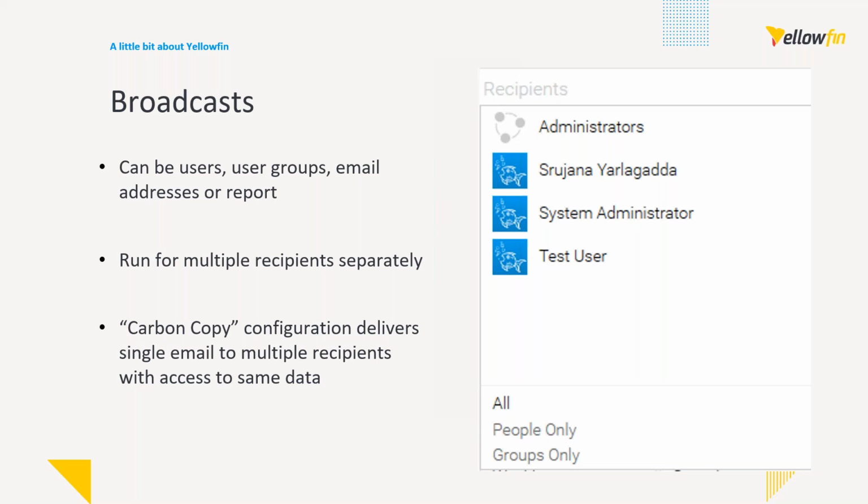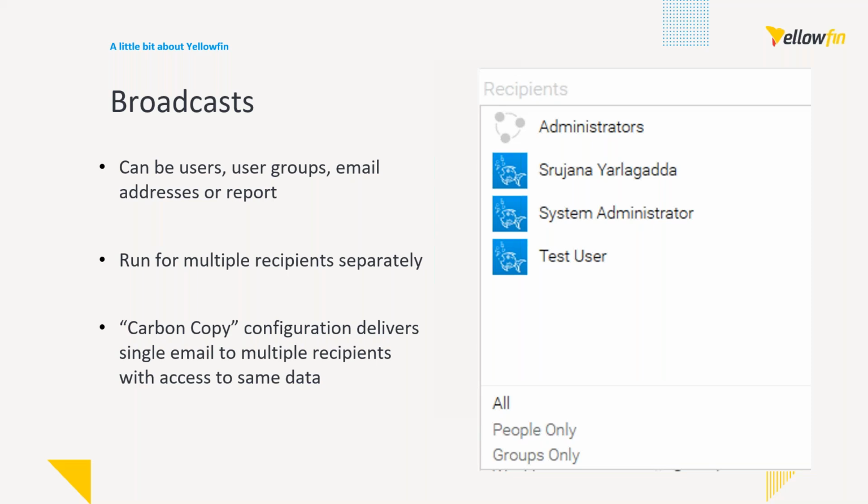User is a person with registered account in Yellowfin. Group is a group of users already set up in Yellowfin. Email address could be an external email address that can be used for broadcasting.